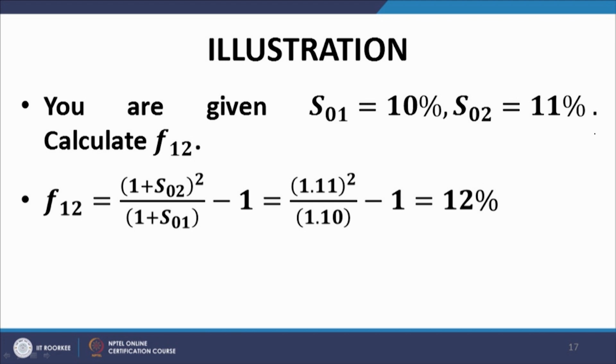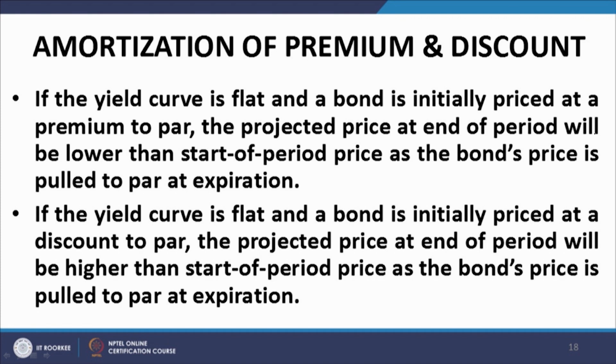And this is illustrated in this example. If S01 is equal to 10% and S02 is equal to 11%, and we calculate F12 using the arbitrage free pricing, what we find is that F12 turns out to be 12%. Thus, the change in the forward rate, which is 2%, is twice the change in the spot rate, which is 1%.